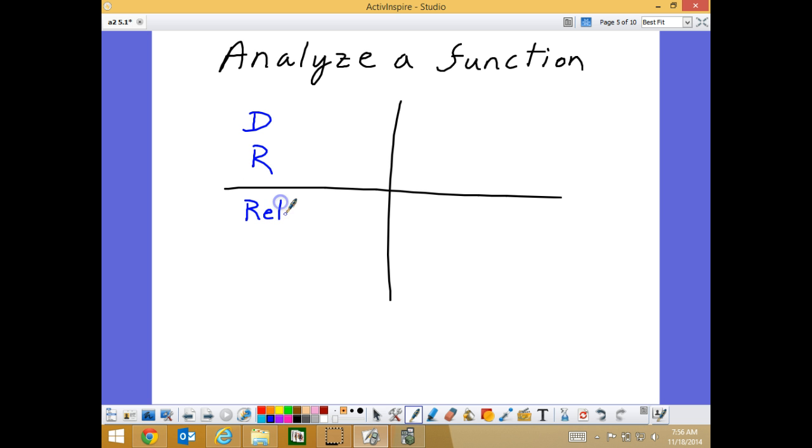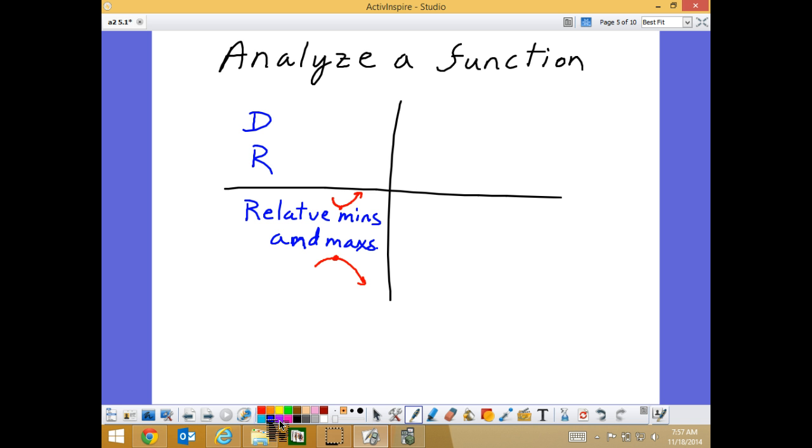Another piece is relative mins and maxes. Just listing those points where we have a relative minimum or a relative maximum. Relative minimums look like this on a graph, so that bottom point. Relative maximums look like this on a graph, so that peak, that high point. Those are some of the things we look at for relative mins and relative maxes.